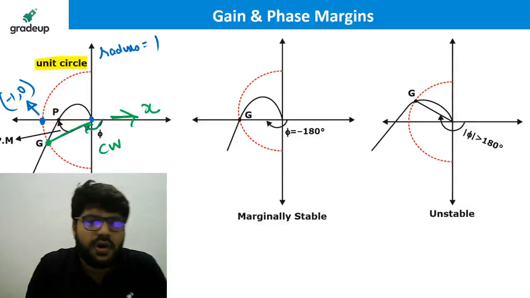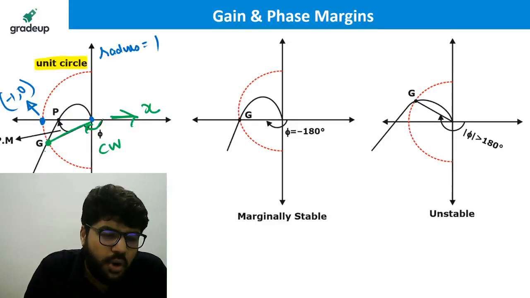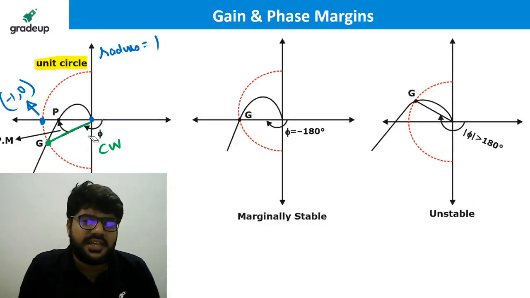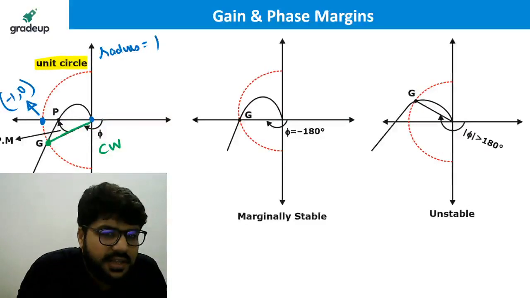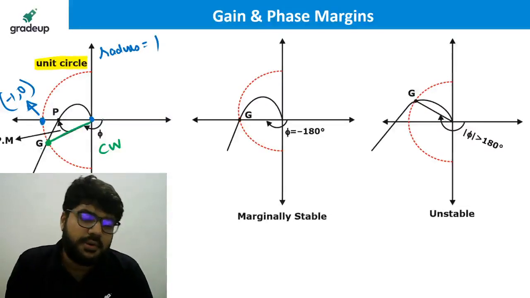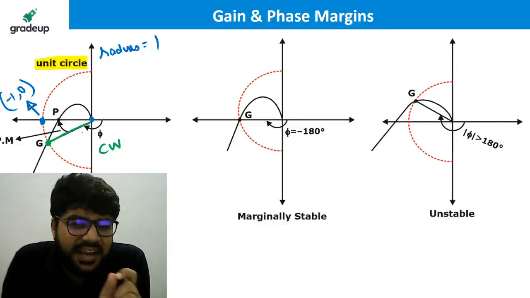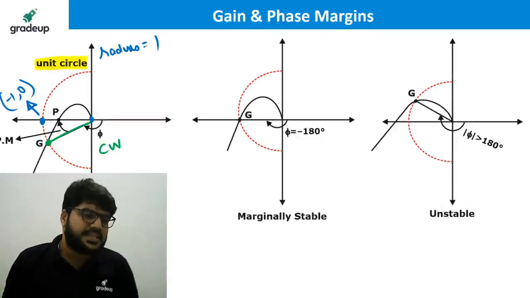Okay. So I have taken a point G where the Nyquist plot cuts the unit circle, and now let us see the phase. In the first discussion I spoke about the magnitude. Now I am going to talk about the phase. Okay. Now can you adjust this phase? Can I increase this phase a little bit, guys?